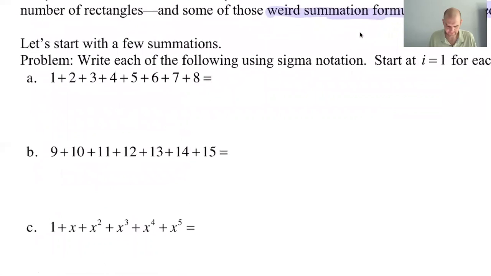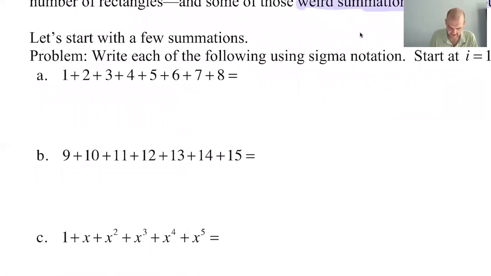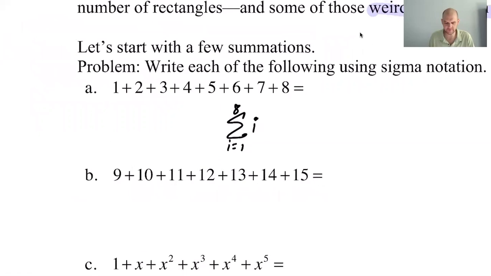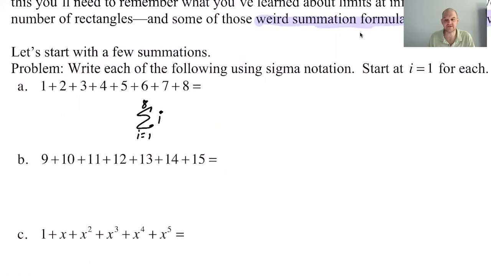So here, if this corresponds to 1 and then 2, 3, 4, 5, 6, 7, 8th term, I'm just going to say this is the sum from i equals 1 to 8 of i. And that's it. All we want to do is write them using sigma notation. And we did. So that's totally fine.